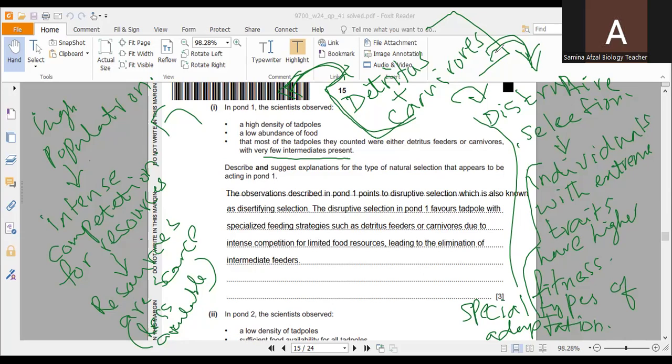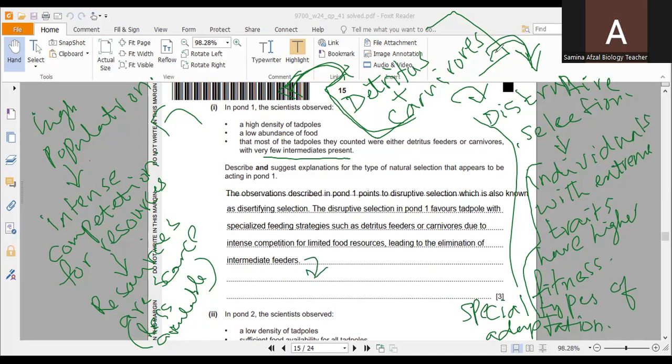Now I have written this question. After this explanation, you can read this question. The observation described in pond 1 points to disruptive selection, which is also known as diversifying selection. So, disruptive selection in pond 1 favors tadpoles with specialized feeding strategies such as detritus feeders or carnivores, due to intense competition for food, leading to the elimination of intermediate feeders.